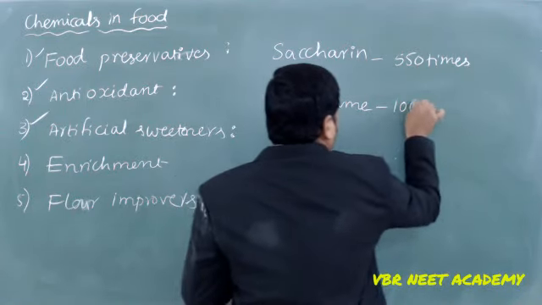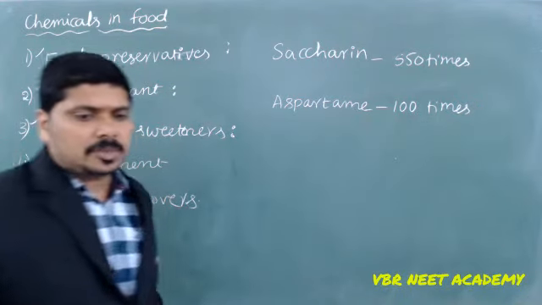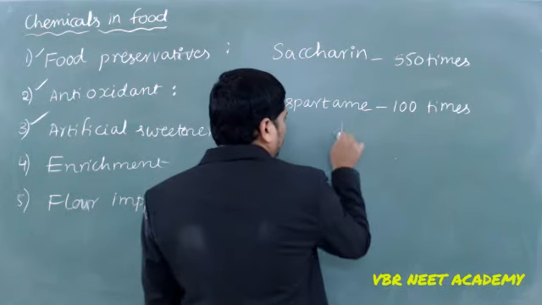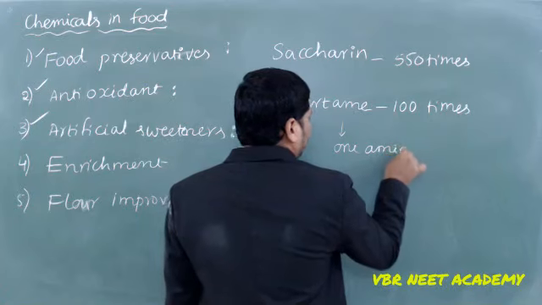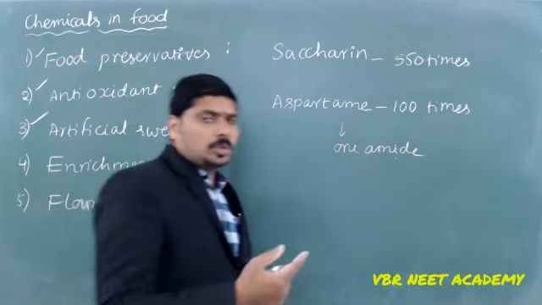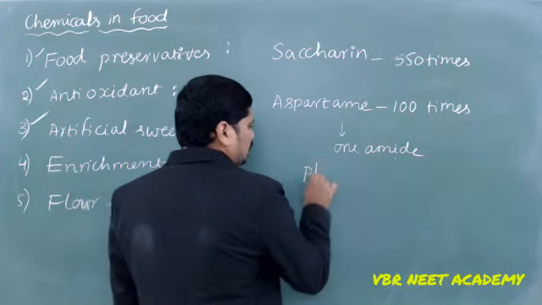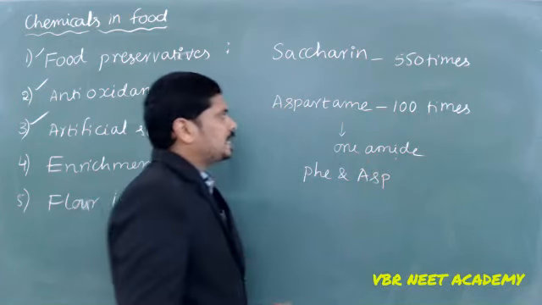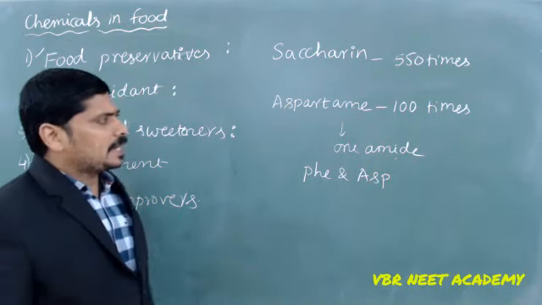This is 100 times sweeter than your sucrose, and this aspartame is going to have one amide bond, which is made from the two amino acids, phenylalanine and aspartic acid. Phenylalanine and aspartic acid are going to get joined, so that we are going to get aspartame. It is going to be 100 times sweeter.